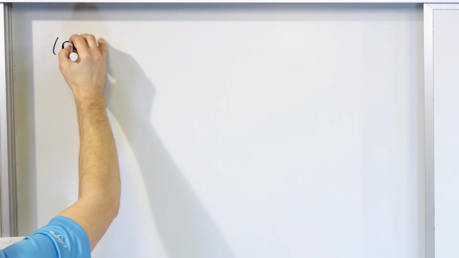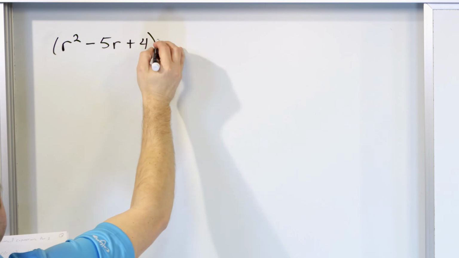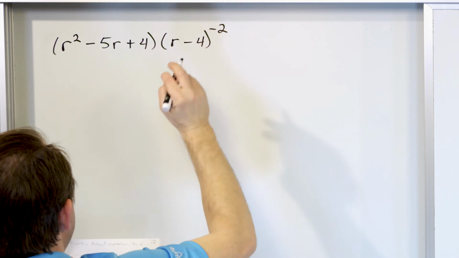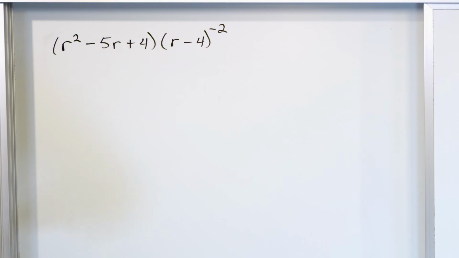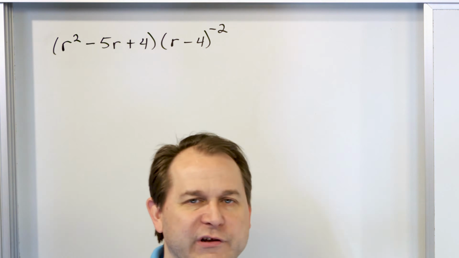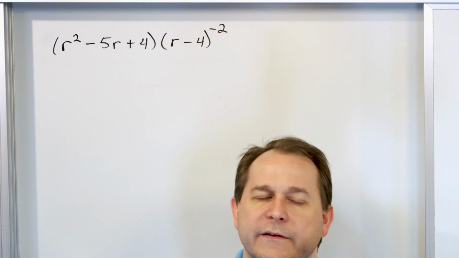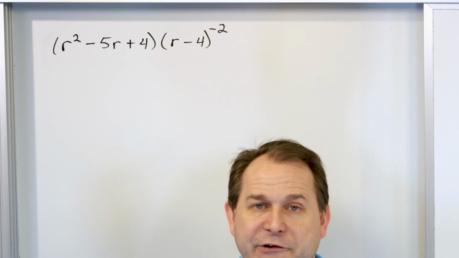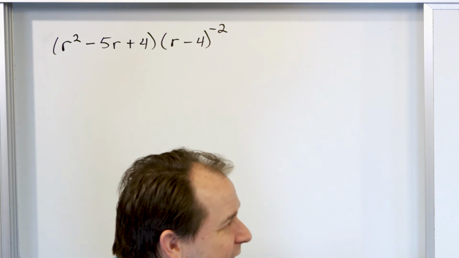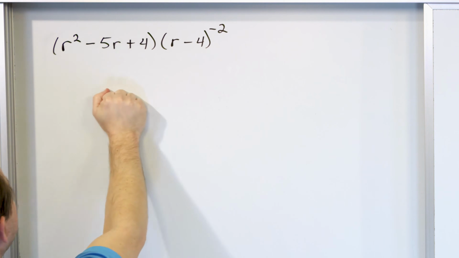r squared minus 5r plus 4 multiplied by (r minus 4) to the negative 2 power. Now the first thing you say is, I see that this is a polynomial, but it doesn't look like a rational expression, because a rational expression means a polynomial on the top of a fraction and some kind of polynomial on the bottom of the fraction. But I don't see a fraction there, so why is this even a rational expression? But then you remember negative exponents can always be written by taking this thing and moving it downstairs.